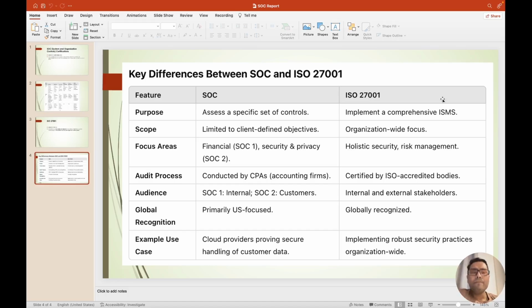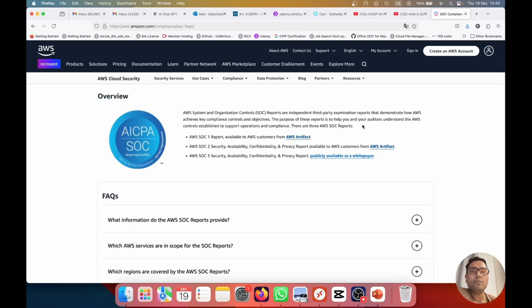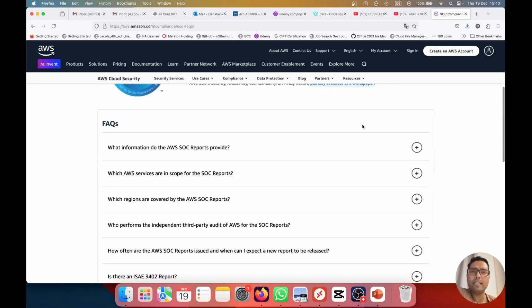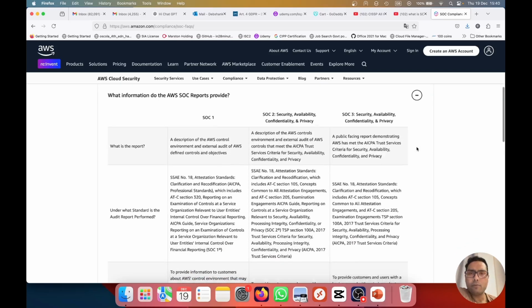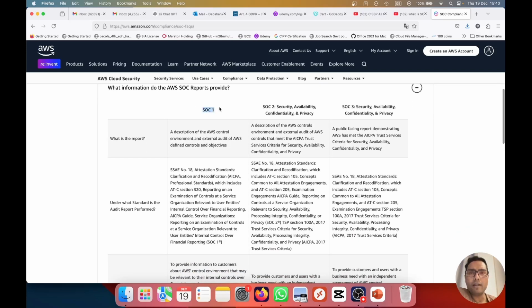This is the AWS website where we can find their SOC reports. See, it is written SOC 1, SOC 2 and SOC 3. In SOC 3 it is written only public facing report. That means you are not getting any critical information, financial information or security related information within the report. You will be getting only the report which is made available for the public. It is a high level report.